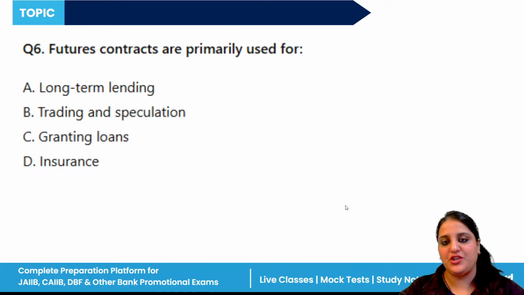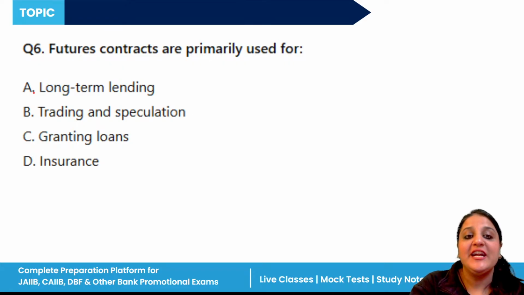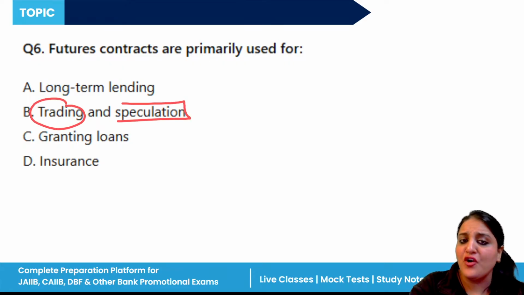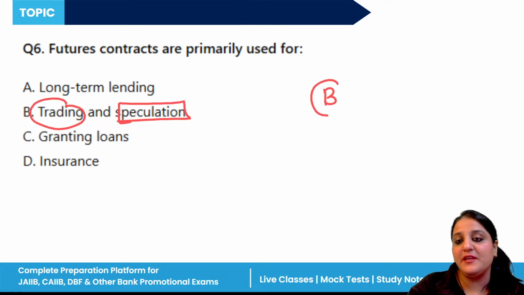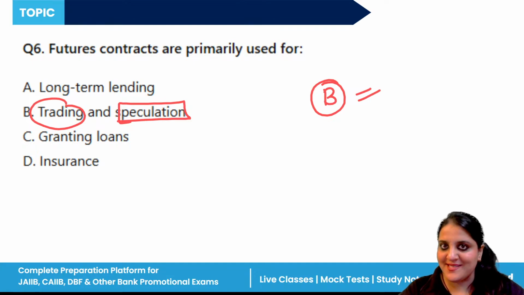That is called a future. Futures contracts are standardized contracts, traded on an exchange, with a fixed price, and they are mostly cash settled. So they are exchange traded, standardized, there is a daily margin, and there is cash settlement. So futures contracts are primarily used for trading as well as for speculation. So option B is correct here. Which option is correct? Trading and speculation.